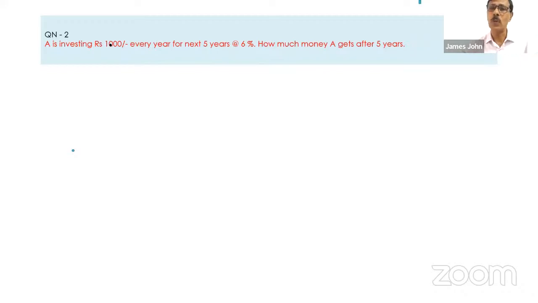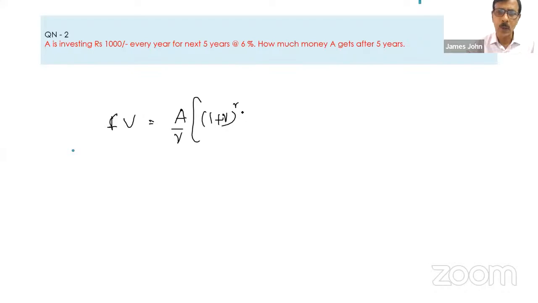So what is to be found out? How much money A gets after 5 years? That means what is it? Future value. It is the future value. So for future value, what is the formula? The formula for future value is A by R into 1 plus R the whole raised to n minus 1. This is the formula.